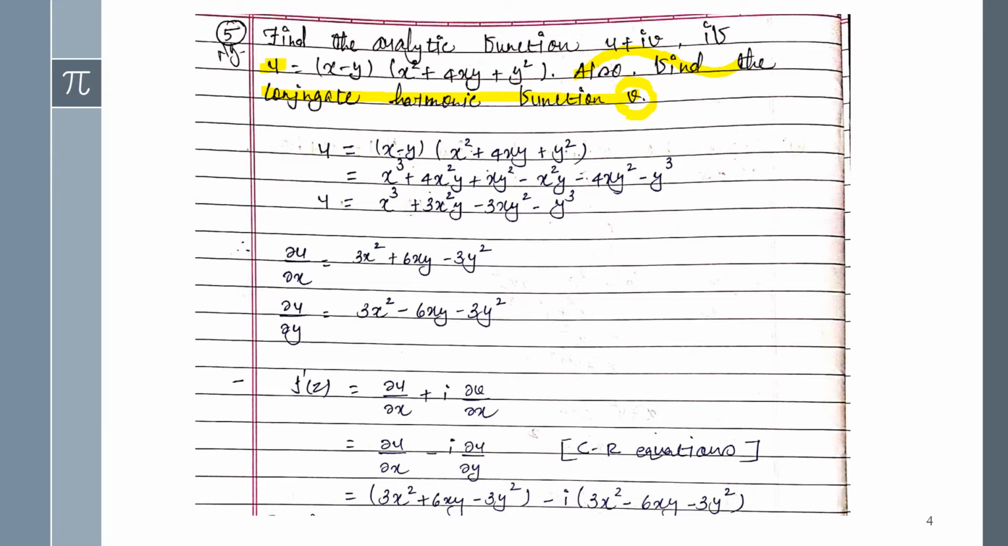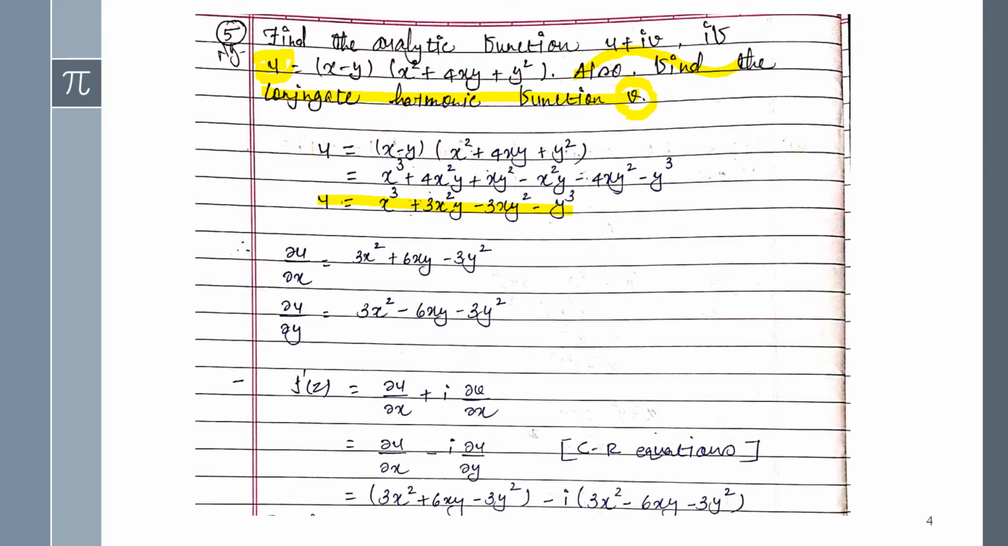Okay, so now let's start with the question. Whatever is given, u equals x minus y into x squared plus 4xy plus y squared. So first of all, I'm just opening these brackets and simplifying, and you may get this term: u equals x cube plus 3x square y minus 3xy square minus y cube. So as you know, here u is given, that is, you have to apply the first case, right?